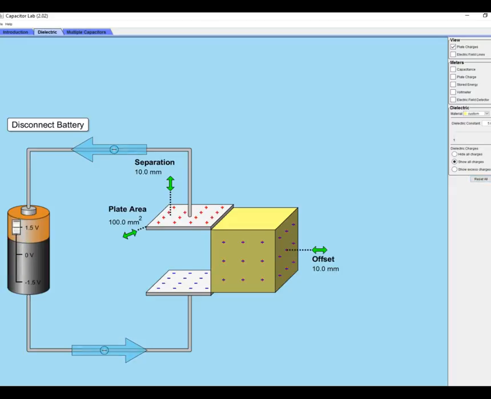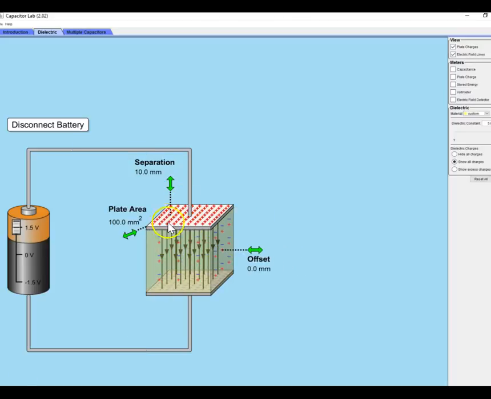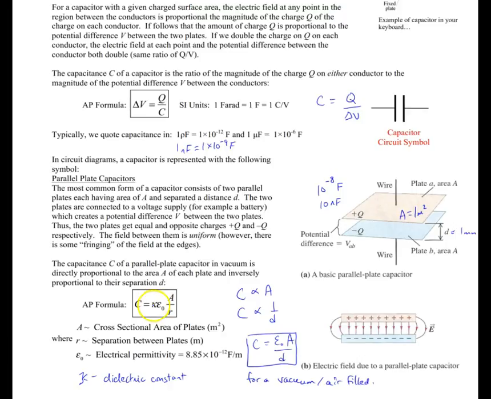Watch as I charge up this capacitor, and then I'm going to show you the electric field lines. As I insert the dielectric within it, it changes the ability to store charge on each of the plates. It also affects the electric field between the two plates. This dielectric constant, back in our notes here, is represented with a capital K, but it's technically the Greek letter kappa. Kappa is known as the dielectric constant. For a vacuum, kappa is exactly equal to 1.